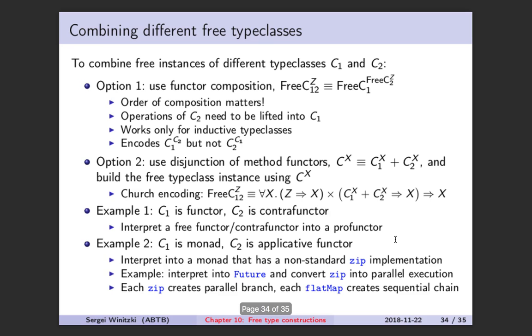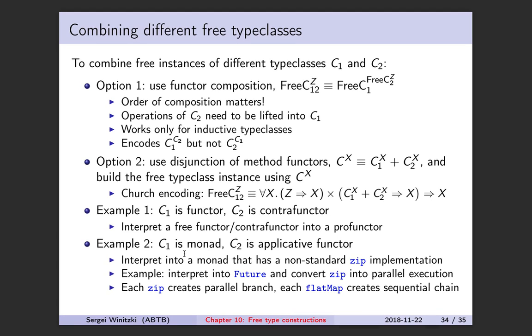I give an example of combining a functor and a contrafunctor, which is maybe counterintuitive, not very useful, but it's an interesting illustration that you can combine anything. Even if those properties are contradictory on the surface, you can still combine them in a free type class.